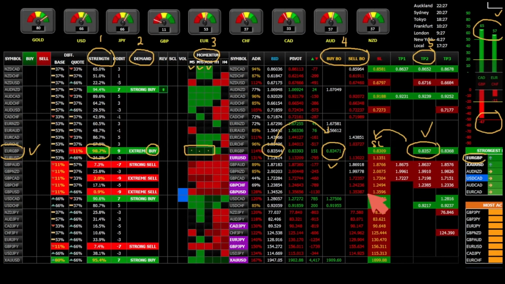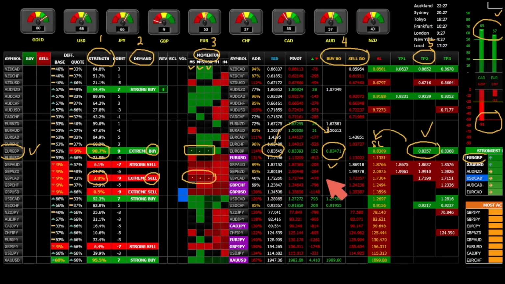Alright. Now we're going to learn about the sell steps. Let's take a look at Great Britain pound Canadian dollar. Its strength percentage is yellow, and the demand is sell. There are 3 dark red in the momentum. 1, 2, 3, dark red.